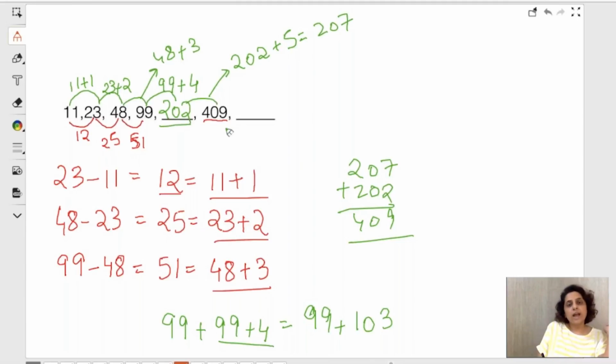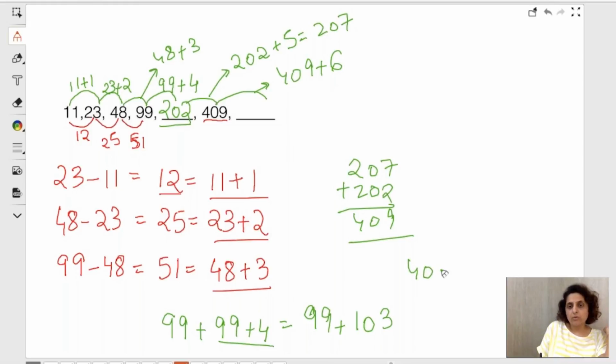Again, here we have 409. So how do we get the next number now? The difference between 409 and the next number would be 409 plus, what will we have? We'll have 6 here. Okay. So what's the difference here?